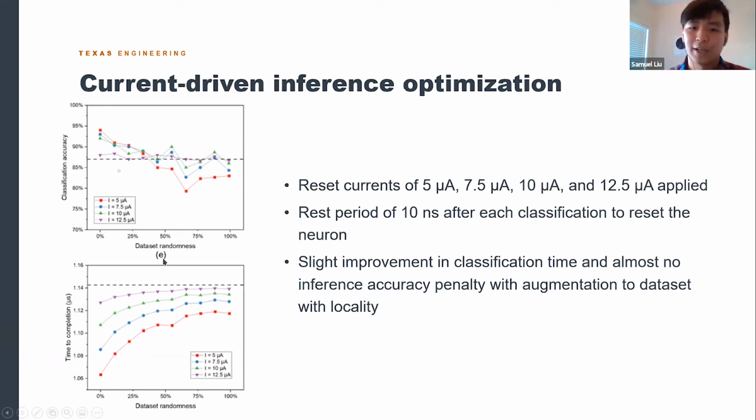And there's an inference accuracy improvement still over the baseline with ordered data sets at 0%. And the reset current can also be tuned so there's very little classification penalty for randomized data sets. So statistically, not even that different.